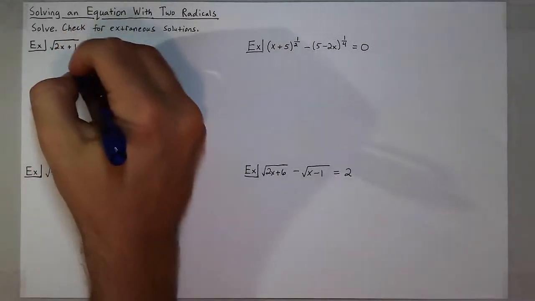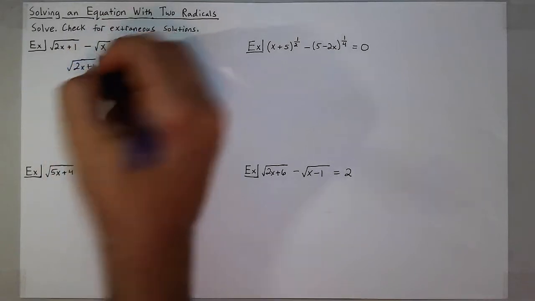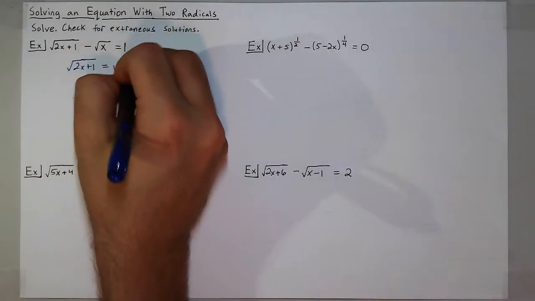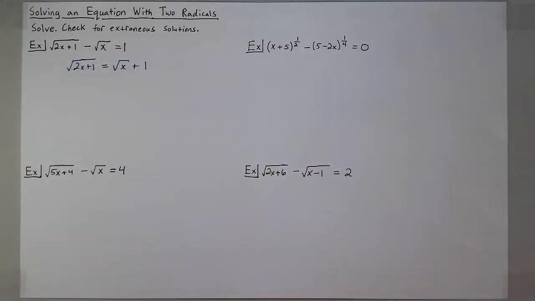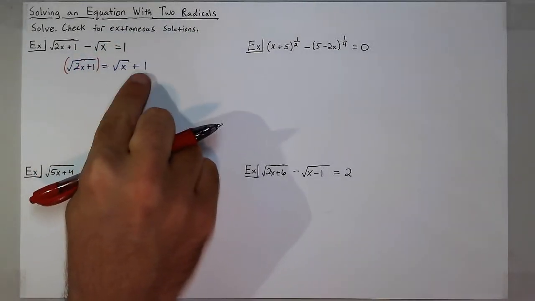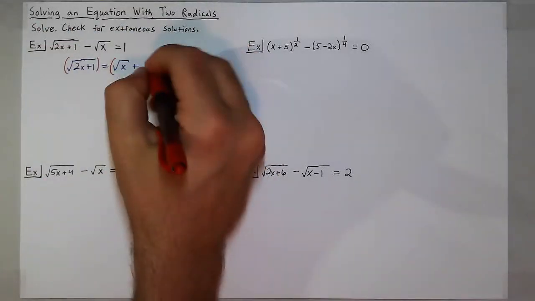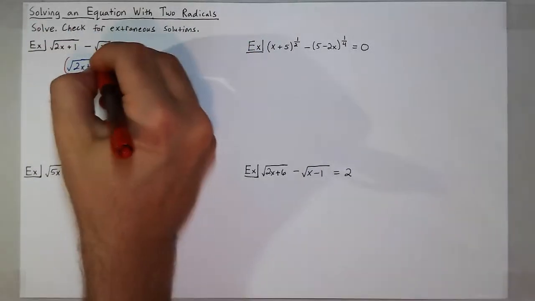By doing so, I'll have the square root of 2x plus 1 is equal to the square root of x plus 1. Now with this, I will square each side of my equation. Now this won't necessarily get rid of the square root on the right side, but it'll get rid of the one on the left. And I've already reduced the number of radicals in my equation by 1.